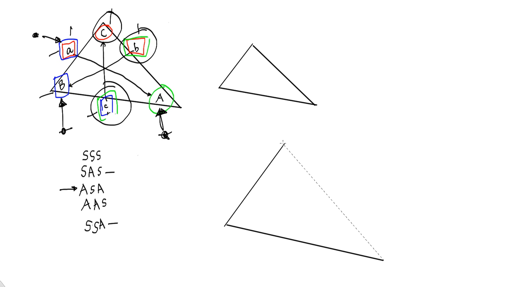So here's a triangle. Okay, let's look at each one of our situations. So my first situation is side, side, side. So if, let's say I know sides A, B, and C. These are the things I know.